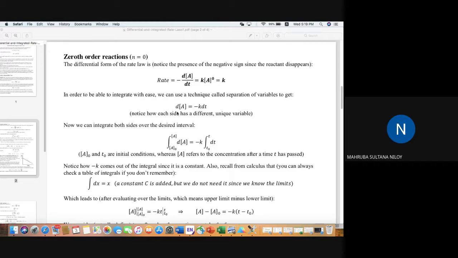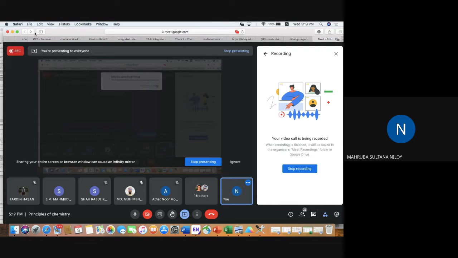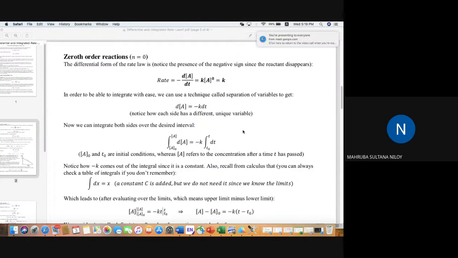Okay, so when we integrate the change of the reactant over a period of time, from the initial time to any point in time, we can integrate it from t0 to t. T may be any time, like 2 minutes, 5 minutes. At that time, the concentration will be A, and at zero time, the initial concentration is A naught, okay. So for the integration, there is a formula: if we integrate dx, then we get x.